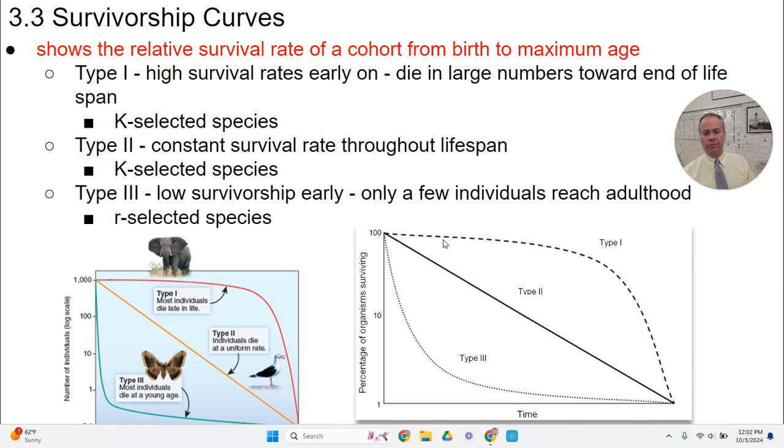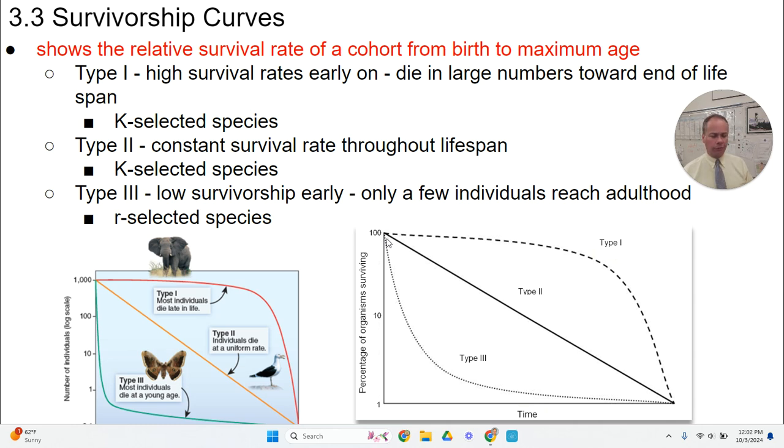And then in a type 3 survivorship curve, let's look at what the data is telling us. It's telling us that in the early stages of life, a large percentage of individuals do not survive. Only a few individuals survive and reach adulthood. Once they do make it to adulthood, many of them would live out their full lifespan, but there's this rapid die-off in the early stages of life. Insects would be an example of this, or dandelions like we saw earlier, or frogs and the tadpoles.